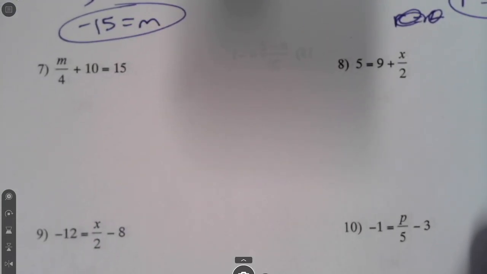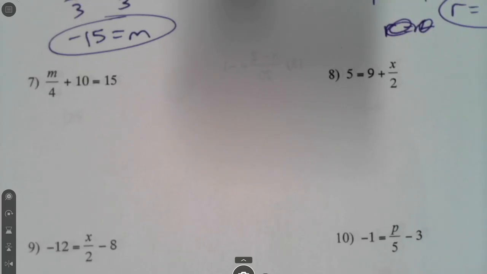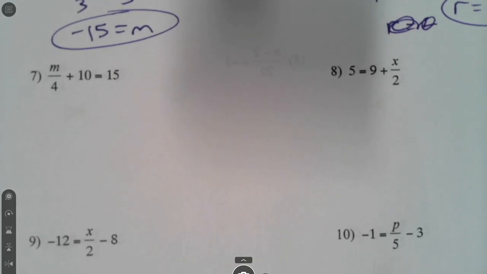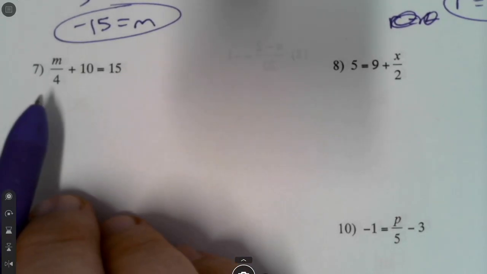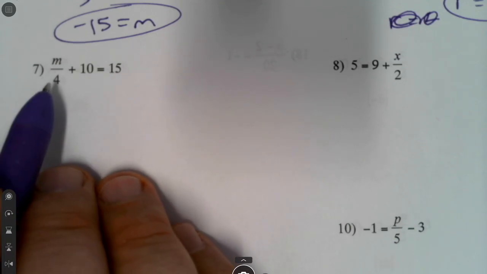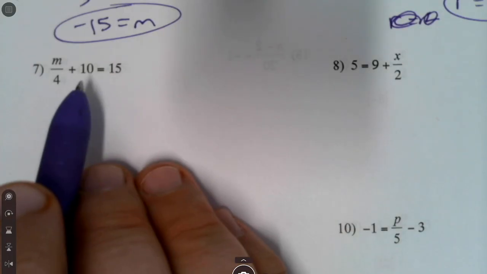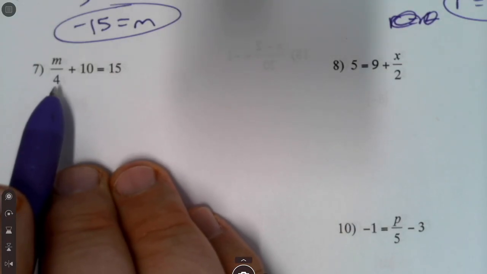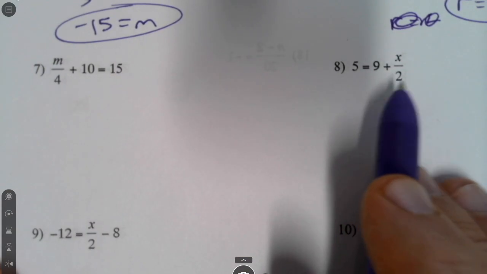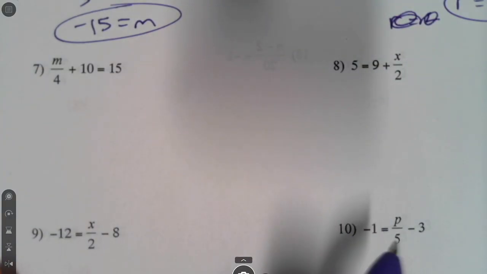Now the next set, I believe it goes from 7 through 12. I'm not going to turn to the back yet, but 7 through 12 all have this form. Notice how they all have a fraction, but the fraction is just a piece of that side. It's not the whole side that's a fraction. Just one term is a fraction: m over 4, x over 2, x over 2, p over 5.